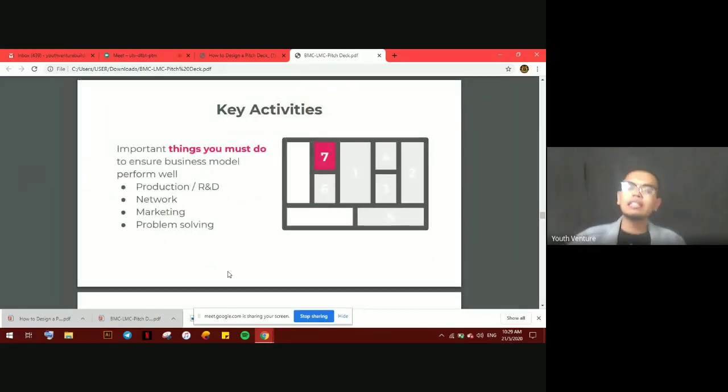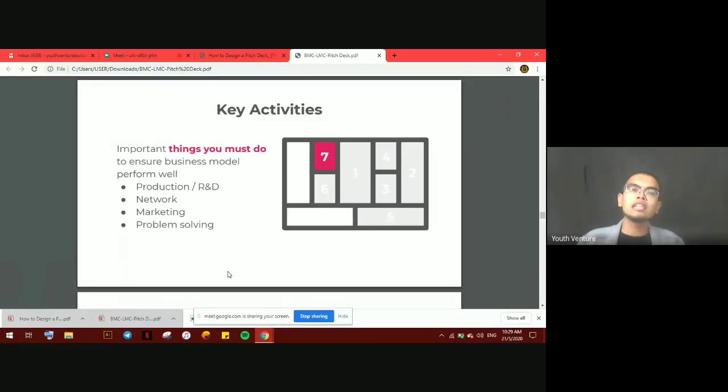Key activities are the important things that you do on a daily basis. So if you are building a nasi lemak company, your key activity would be promoting the nasi lemak, cooking the nasi lemak, and selling the nasi lemak. So if you are building an app company, your key activity revolves around production and R&D, marketing your app, networking with other people such as investors, and one of the key things is problem solving. Problem solving should be one of the main agenda for your key activity.